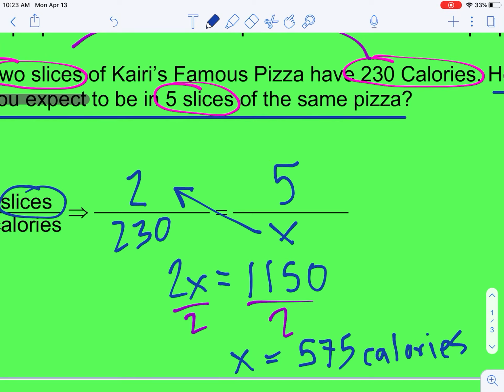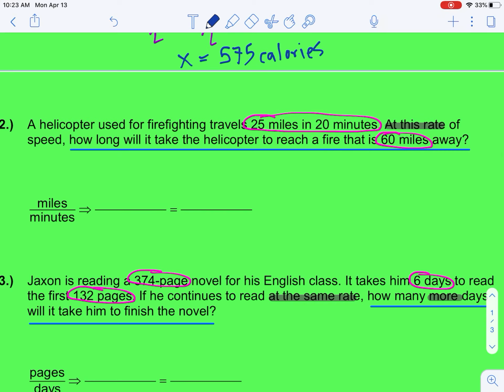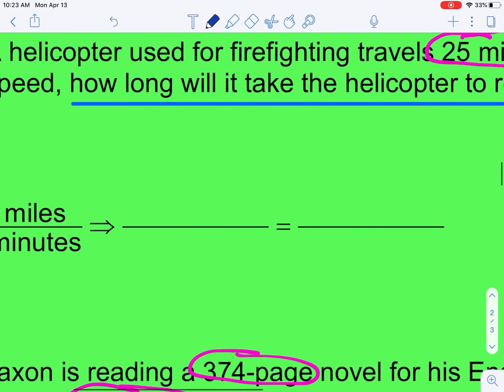Number 2, a helicopter used for fighting fires traveled 25 miles in 20 minutes. At this rate, so it needs to stay the same at that rate of speed, how long will it take the helicopter to reach a fire that is 60 miles away? So the two things I'm comparing this time are miles and minutes, and I need to make sure that my numbers stay together, like the 25 and 20, and that I'm keeping the miles on the top and the minutes on the bottom. So 25 miles is going to go on the top, and that's in 20 minutes.